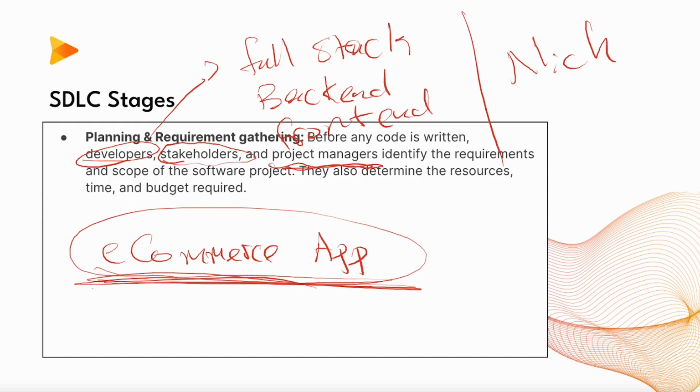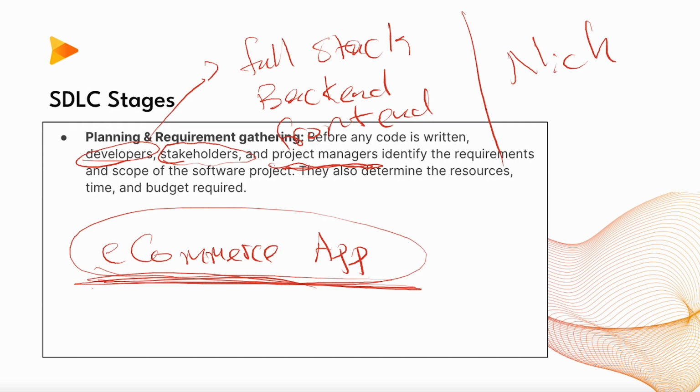Now, once they gather these requirements, they're going to use these requirements to also determine the resources that they will need, right? Like, for example, how many developers are they going to need for the front end? How many developers are they going to need for the back end? Is it a project that just one full stack developer can handle?